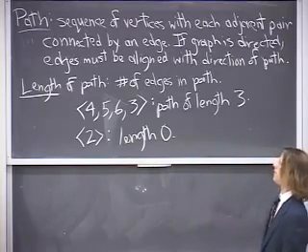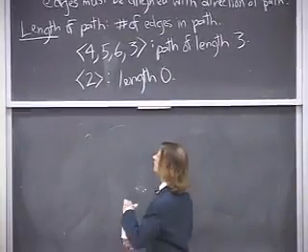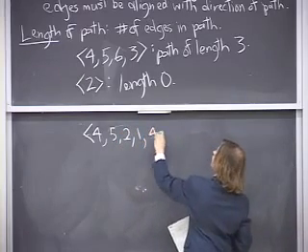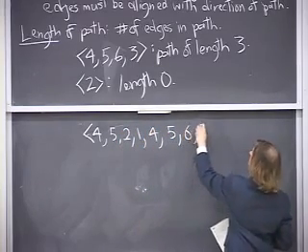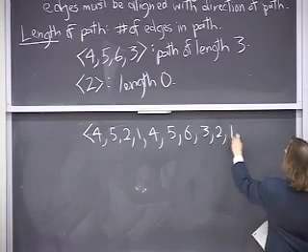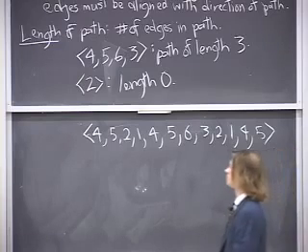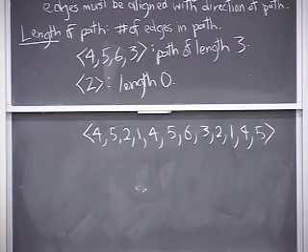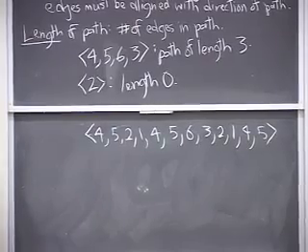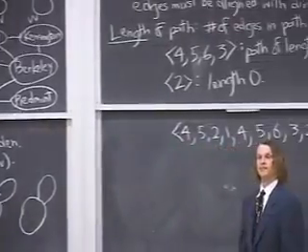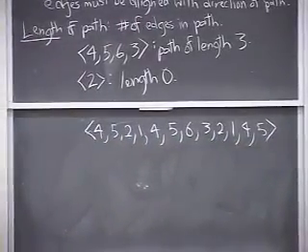Absolutely. There can even be a path 4, 5, 2, 1, 4, 5, 6, 3, 2, 1, 4, 5. This is a perfectly respectable path, too. So a path can revisit a vertex any number of times, use an edge any number of times, do a joyride around the city. Yes? Absolutely. If there are self-edges in the graph, then a path can include self-edges, yes. Other questions?